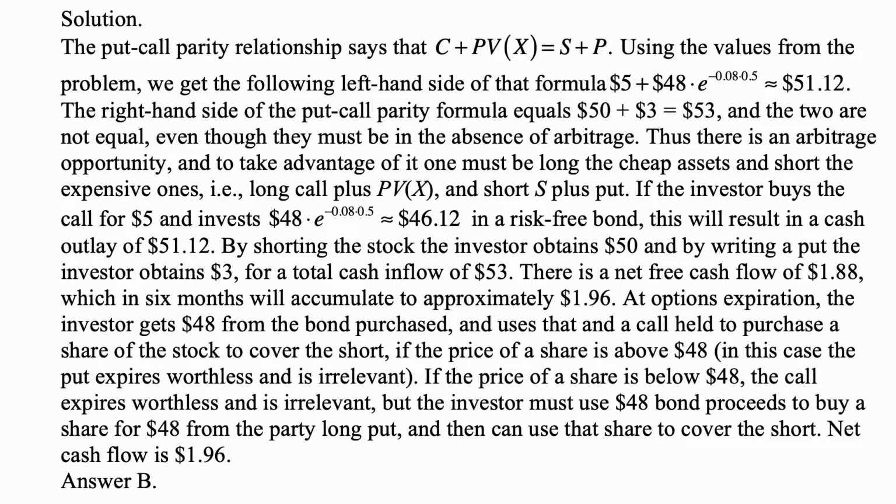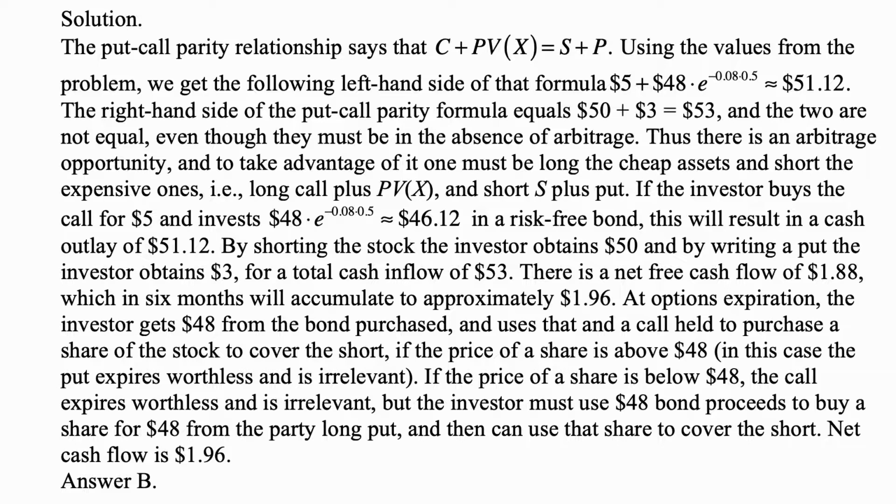By shorting the stock, the investor obtains $50, and by writing a put, the investor obtains $3 for a total cash inflow of $53. There is a net free cash flow of $1.88, the difference between 53 and 51.12, which in 6 months will accumulate to approximately $1.96.